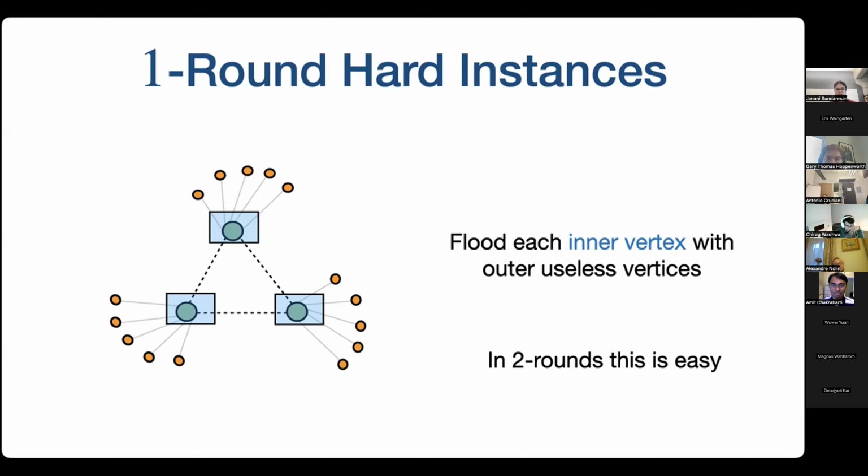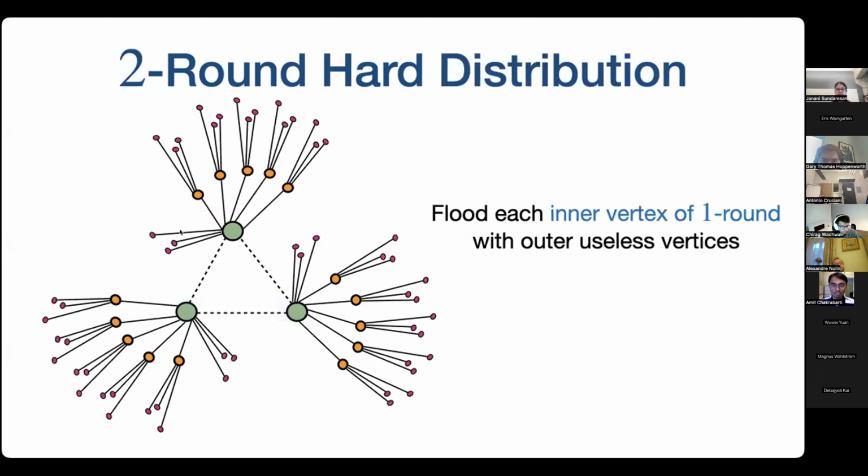So this one round hard distribution is going to be very easy if you have two rounds. But in two rounds, you can actually repeat the same thing. Take all of these vertices which were important in the one round distribution and just swarm them with a bunch of extra neighbors so they don't know which one is important, which one they should talk to. So these pink vertices now are going to be a lot of vertices. The orange and green vertices will have a lot of neighbors. They won't know which one is important and what they should actually focus on.